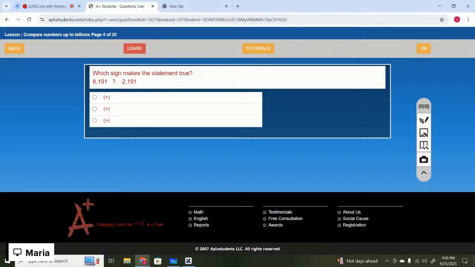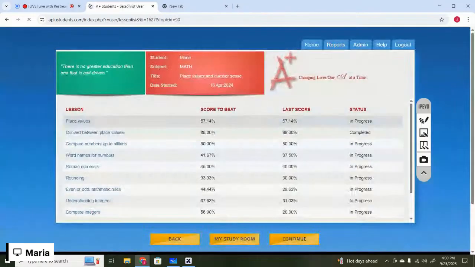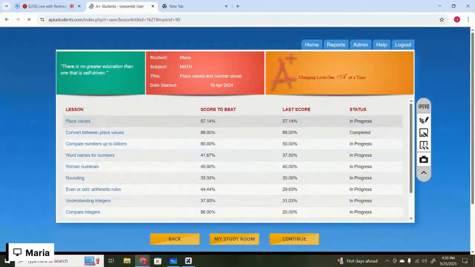Which sign makes the statement true? So 8191 is greater than 2191. Okay, you can complete the lesson by yourself later today. Let me just move on to the next lesson, that is word names for numbers.